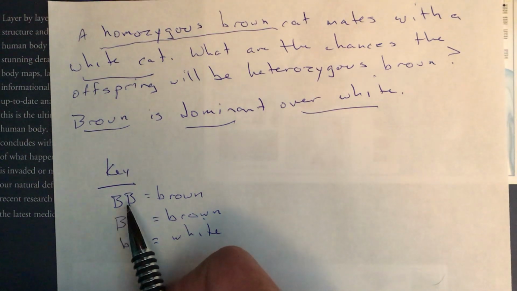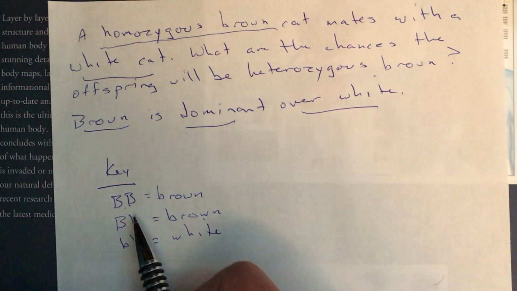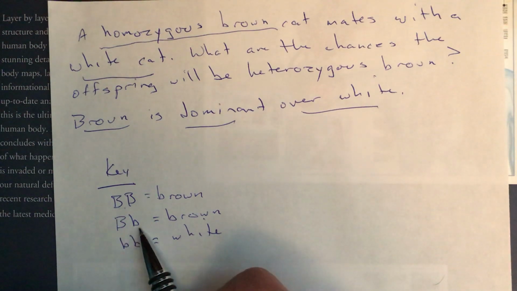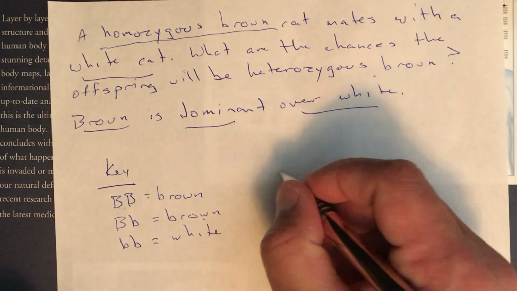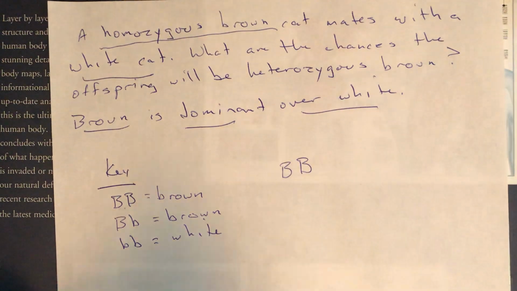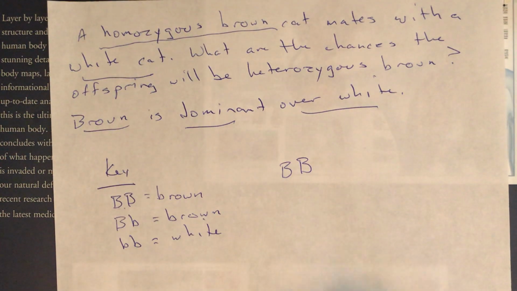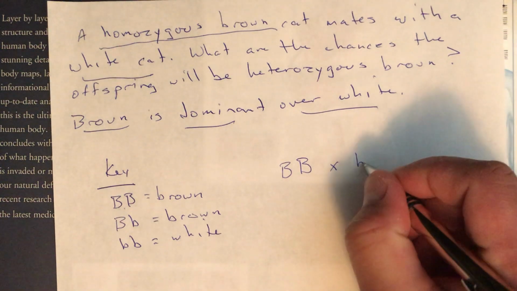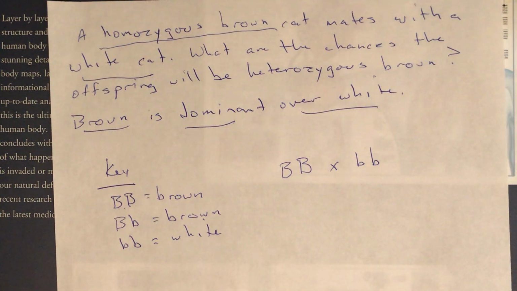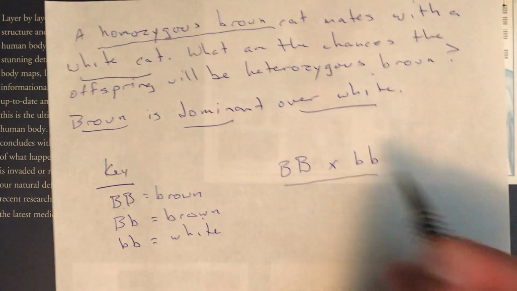Here we've got big B and big B. Here I've got big B and little b. These are not the same. That would be heterozygous. So one of my cats, I know, is going to be big B, big B. That's my homozygous brown cat. And that cat is going to be crossed with, it says, a white cat. Well, there's only one way to be a white cat. You've got to be little b, little b. So these are the two cats that I'm going to be mating.